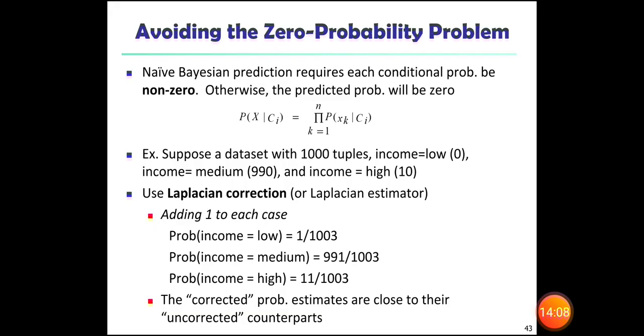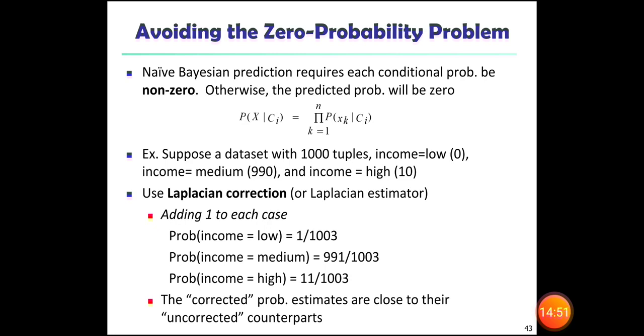With this, you can calculate the probability of income equal to low as 1 by 1003. After adding 1 to each case, we get 1 for the low value. The same way for medium, the probability of income equal to medium is 991 by 1003, and if it is high, then 11 by 1003. This way we calculate the probability.